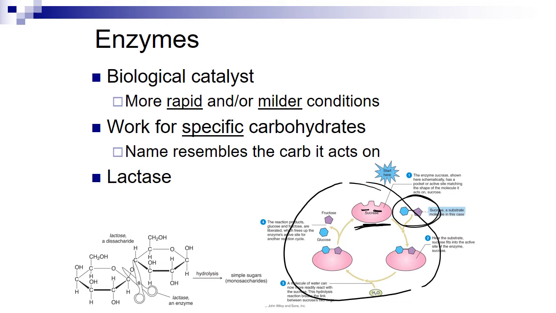So again, we have very, very specific carbohydrates that this is going to work on. And the name of the enzyme is actually based on the name of the carb that it works on. So here we actually have that picture. This is for sucrase. Sucrase works on sucrose. So you'll notice the enzymes end with ase.